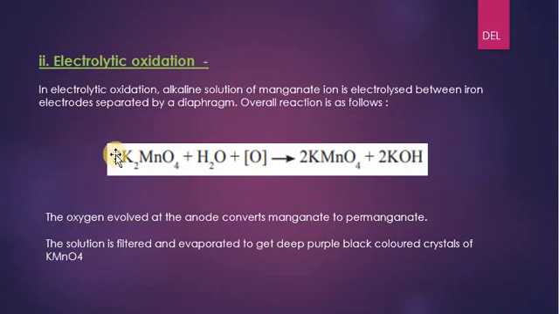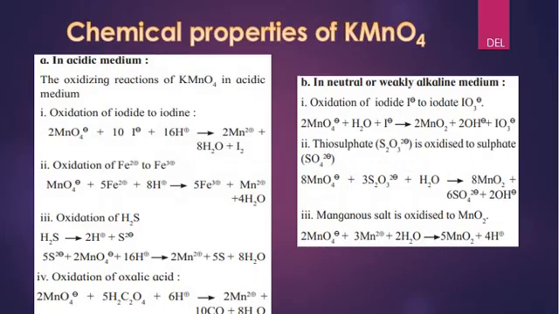Now the electrolytic oxidation. In this, the alkaline solution of potassium manganate is taken and electrolyzed between iron electrodes, separated by a diaphragm. This is the overall reaction where potassium manganate is converted into potassium permanganate along with KOH as a byproduct. Oxygen is evolved at the anode and converts the manganate to permanganate ion, and the solution is again filtered and evaporated to get the deep purple crystals of KMnO4.